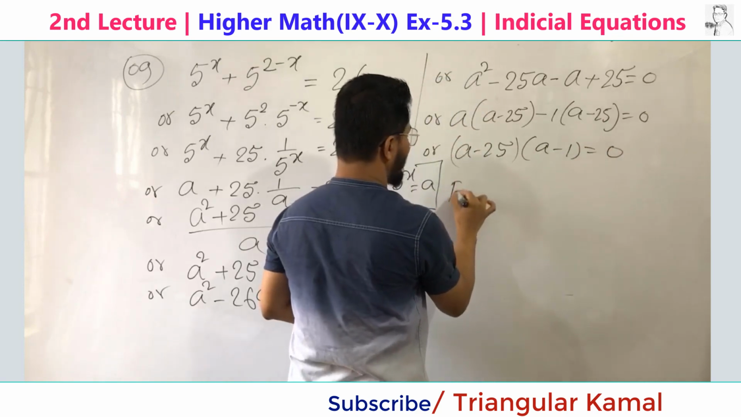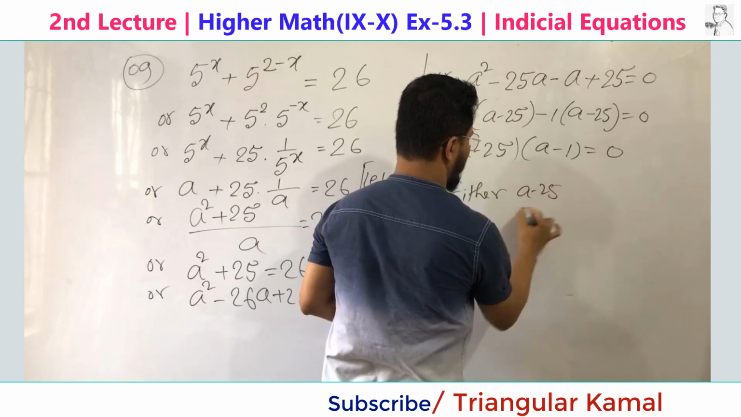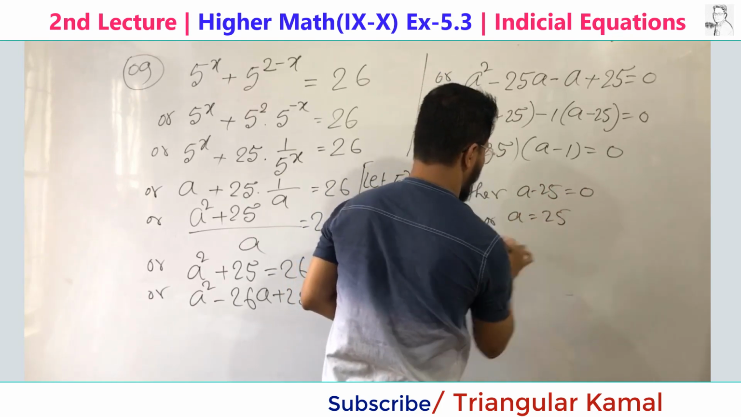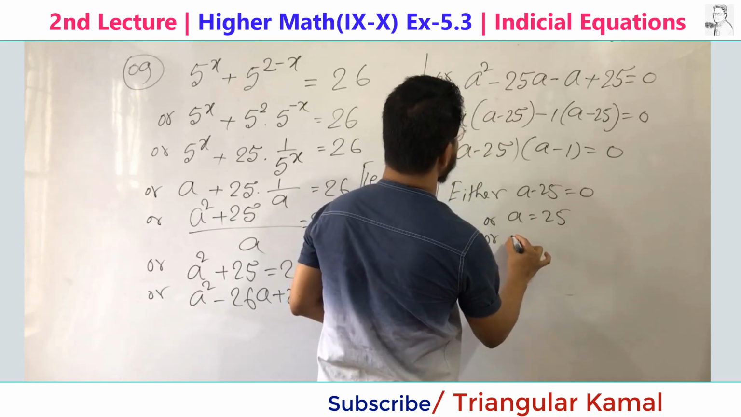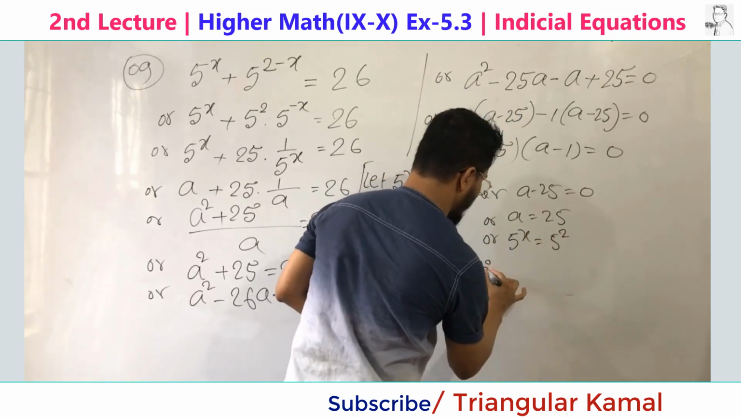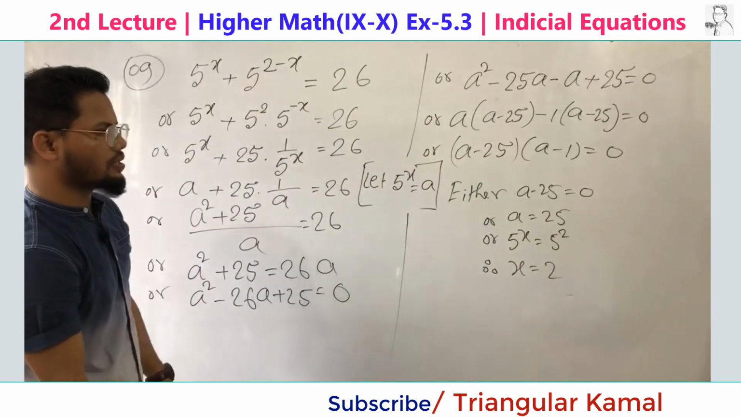So either we can write here a minus 25 equals 0, or a equals 25. But the value of a is 5 to the power x, and this is 5 to the power 2, so we can write here x equals 2. Our first answer is complete.